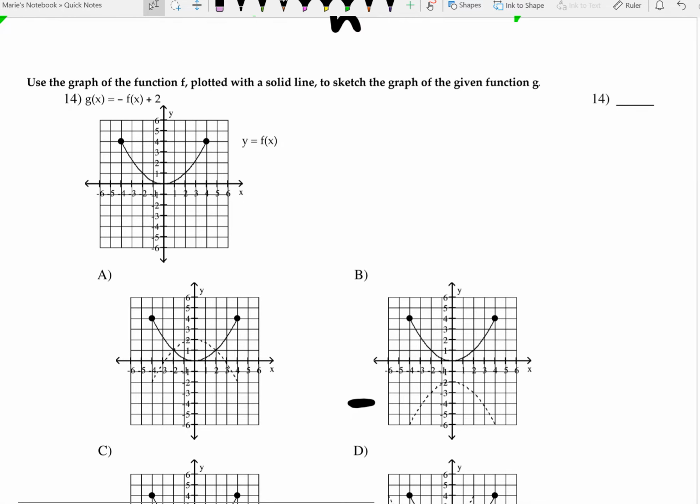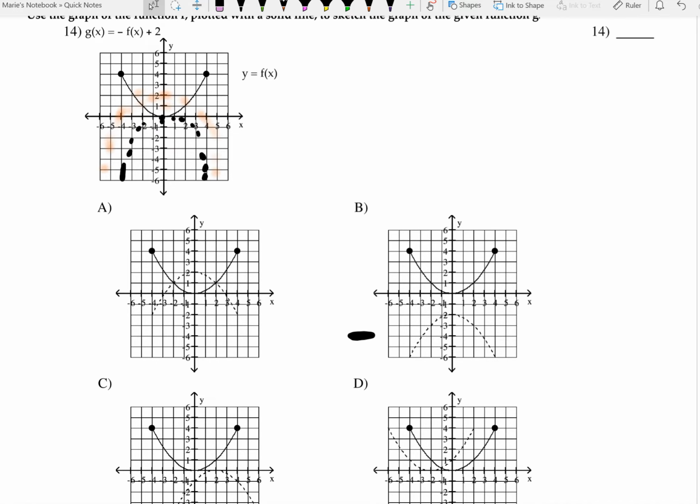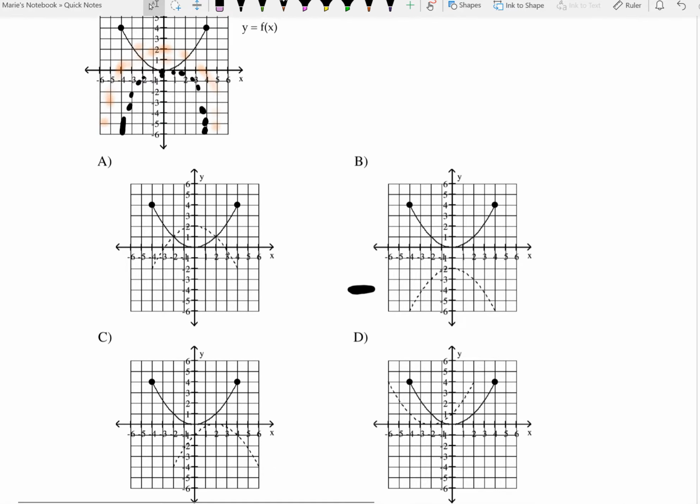The next question, you have a reflection and you have a vertical shift. So what we are going to do is first the reflection. The reflection brings this diagram going this way, basically copy each point. And then we're going to lift it twice, so up 2. My new diagram looks something like this. So if you look at your answer choices, in this case, the only answer choice that would fit this would be A.